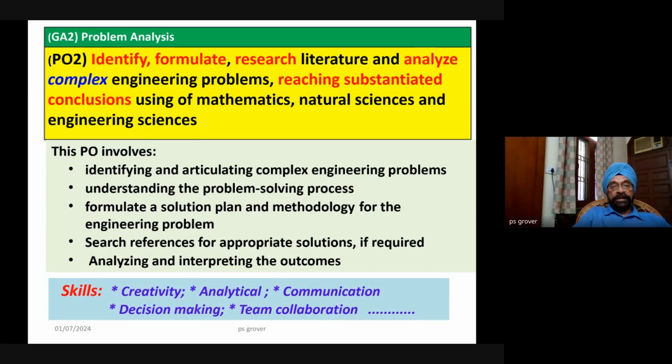So now, problem analysis. Students should be able to identify, formulate. Our curriculum should be such. Our teaching learning should be such that they are able to do all these things: identify, formulate, research literature, analyze complex engineering problems, reaching substantial conclusions, and so on. Now, please see here. I want my student to be a good problem solver. How can I do that? Which means the contents of my curriculum should be such which meet these requirements. And remember, PO is an intended program outcome. I had defined that. So my curriculum should meet these things.